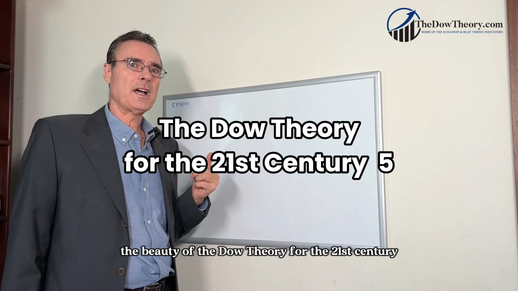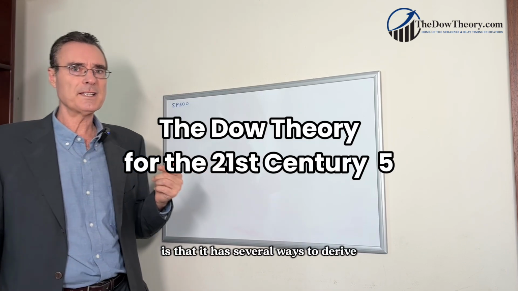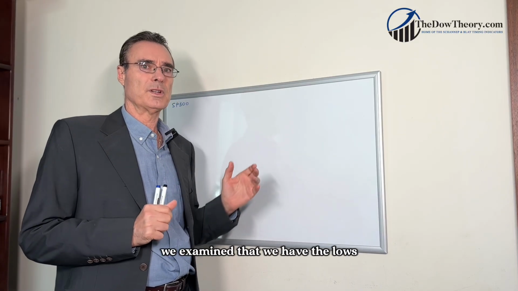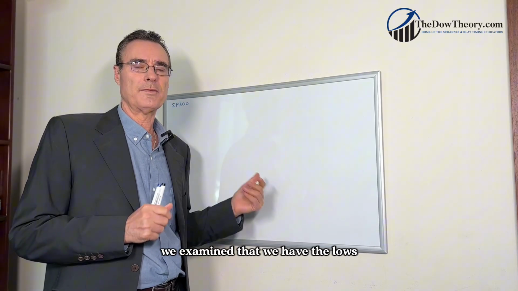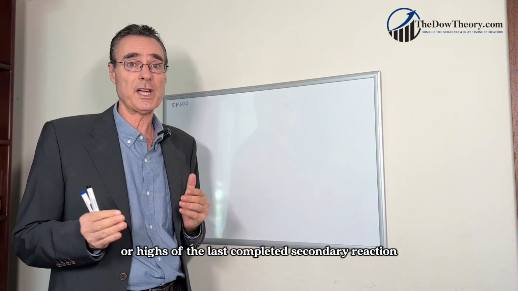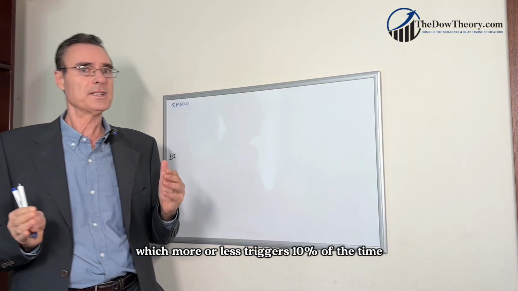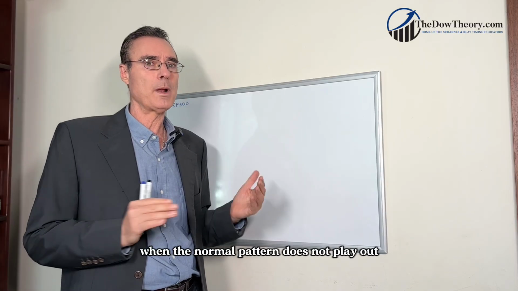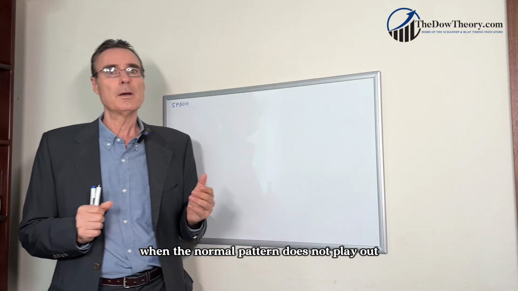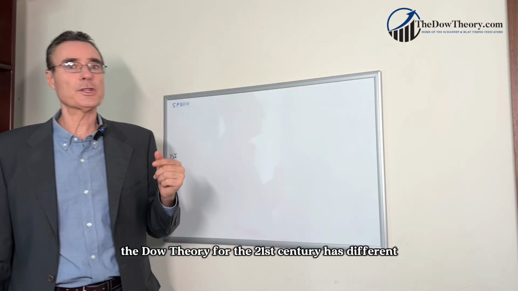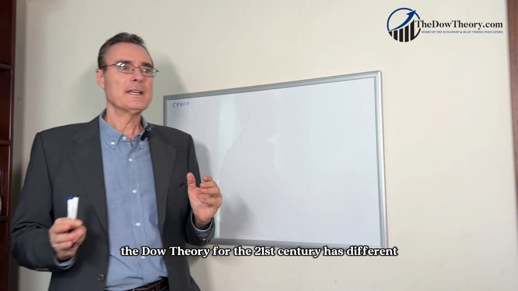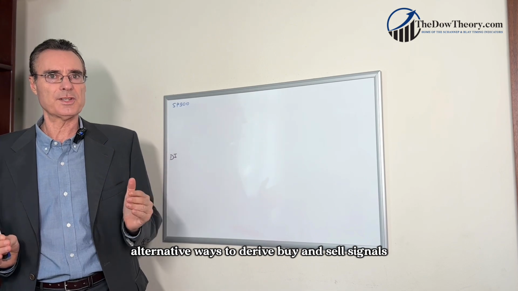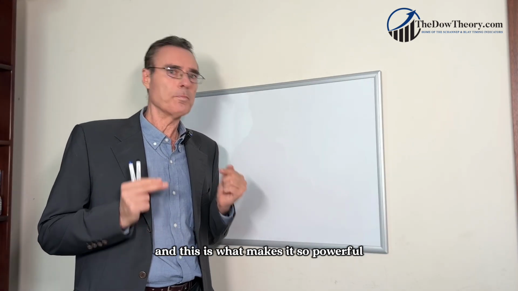The beauty of the Dow theory for the 21st century is that it has several ways to derive sell and buy signals. We examine that we have the lows or highs of the last completed secondary reaction, which more or less triggers 10% of the time, as an additional way to derive signals when the normal pattern does not play out. But at the same time, the Dow theory for the 21st century has different alternative ways to derive buy and sell signals. And this is what makes it so powerful.